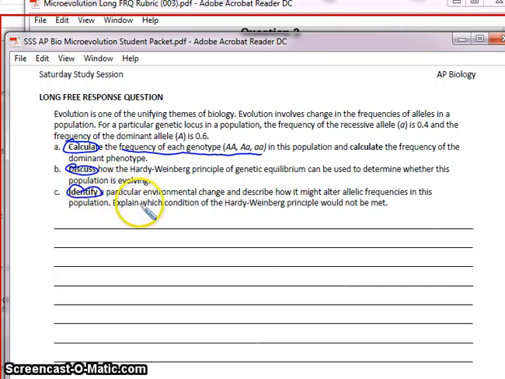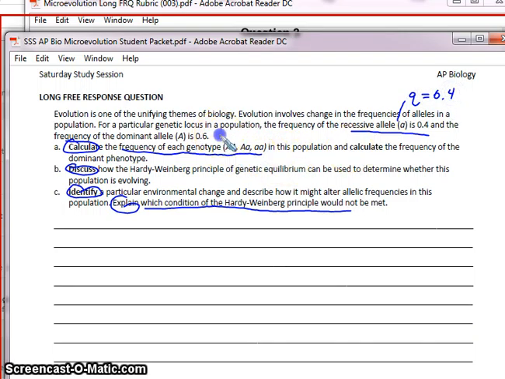So it should be pretty easy, but then we have to explain which Hardy-Weinberg principle would not be met. I have about 1.5 minutes left, so I'm going to try to be fairly fast. On this one, what I'd encourage you to do is just make sure, again, you solve for your p's and q's. And this one tells you right here the recessive allele is 0.4. So you could come up here and say q is 0.4. You've already solved for that.